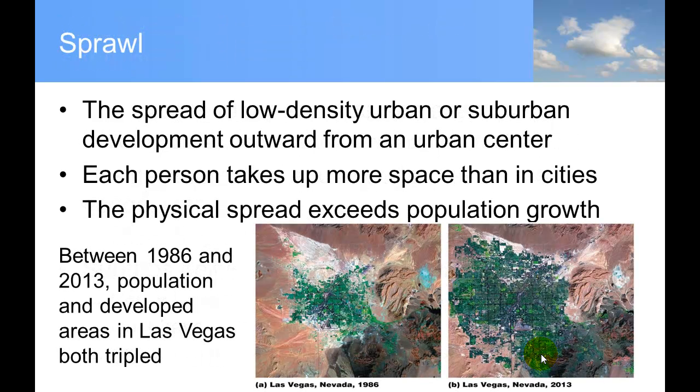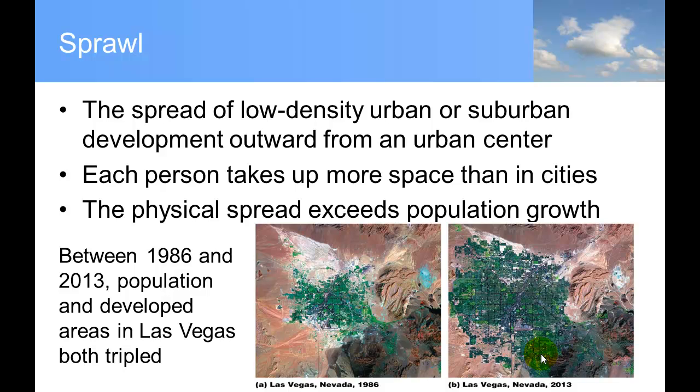So this sprawl is defined as the spread of low-density urban or suburban development outward from an urban center. And we see sprawl not only from the major cities like Philadelphia and New York, but also small cities like Harrisburg. We're just seeing more and more sprawl, and the result of it is the disappearance of farmland in the region, as well as other undeveloped spaces. So the result of sprawl is each person takes up more space than they would if they were living in a more densely populated city.